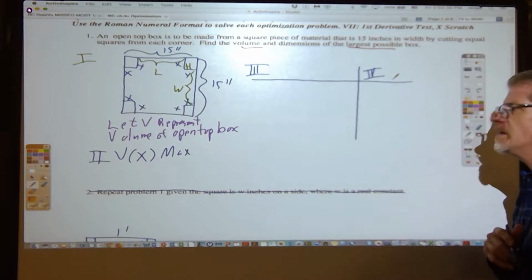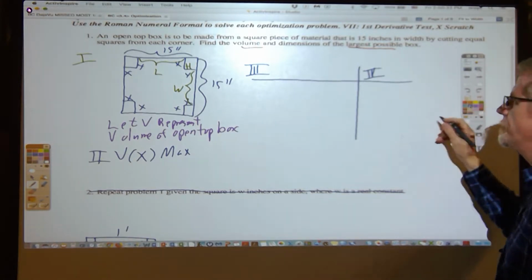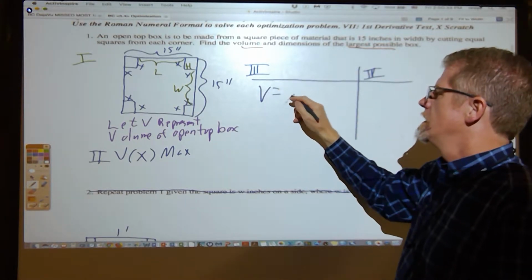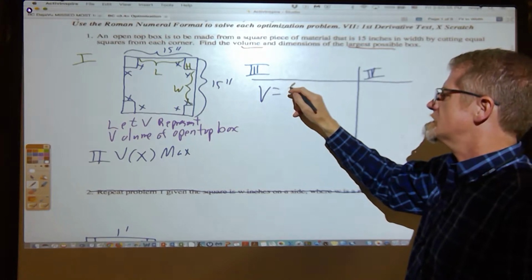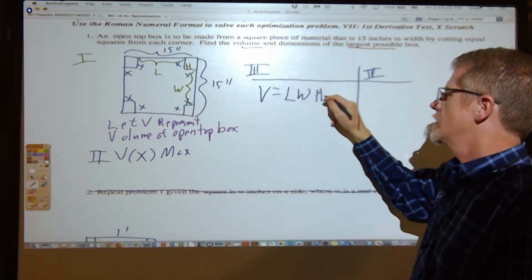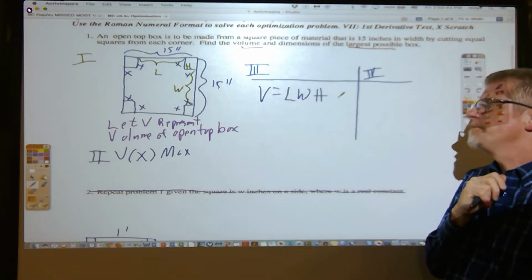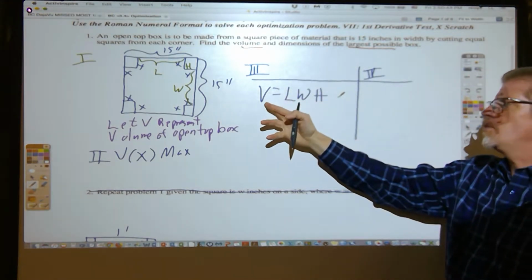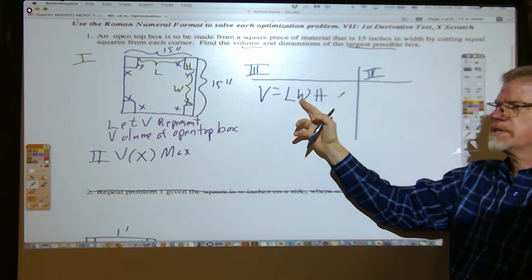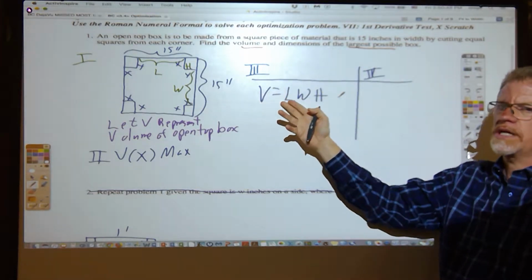Here we go. Volume of a box. Volume of a box with a rectangular base is going to be LWH. And this Roman numeral 3 equation is going to be either one that's from some sort of list of equations, or you might have to create one on your own.